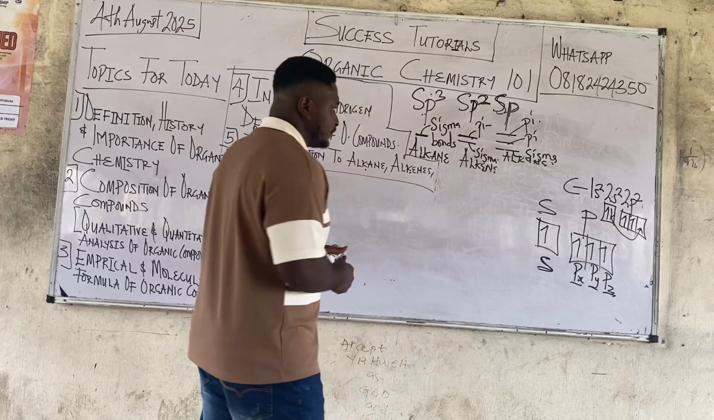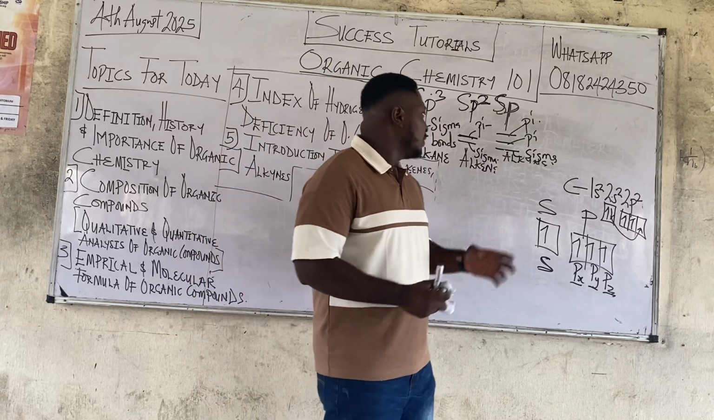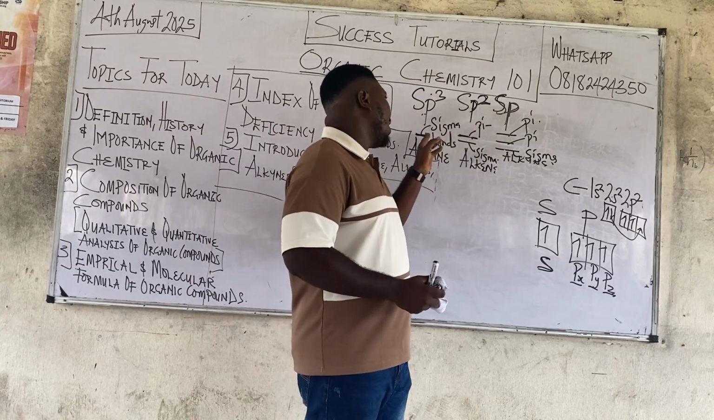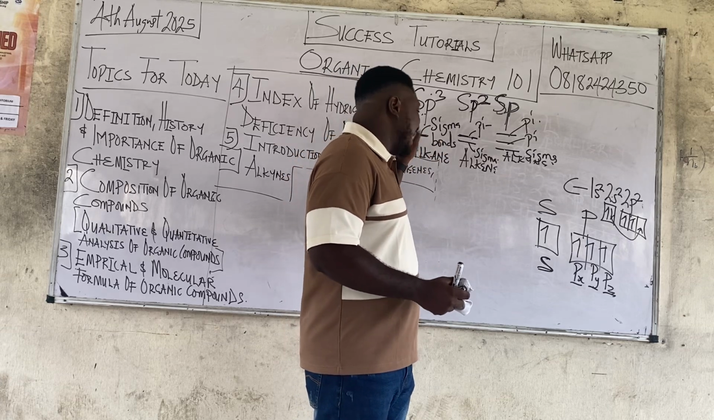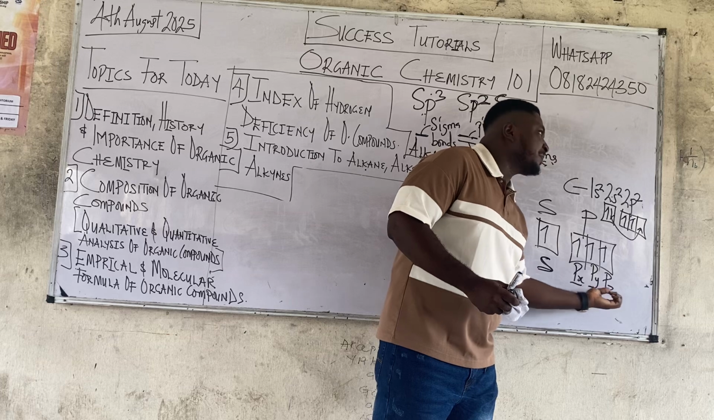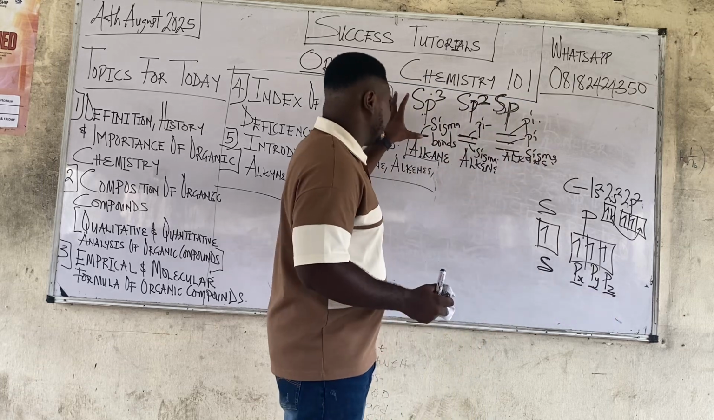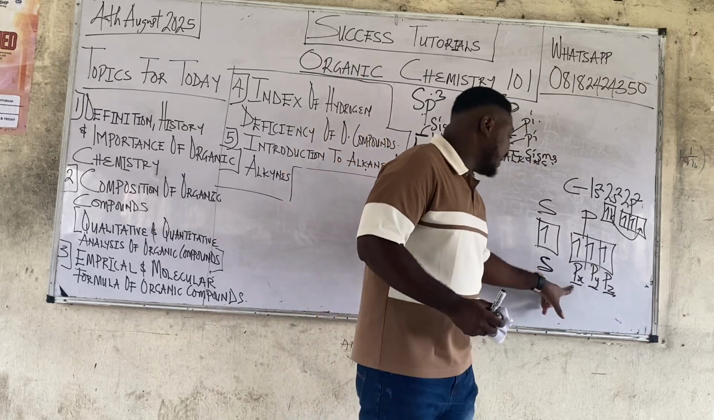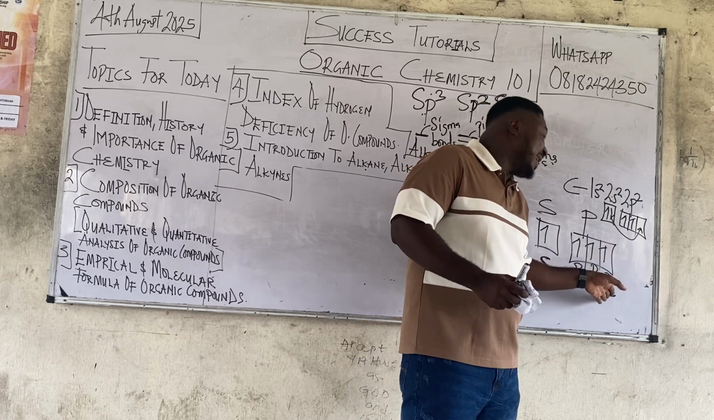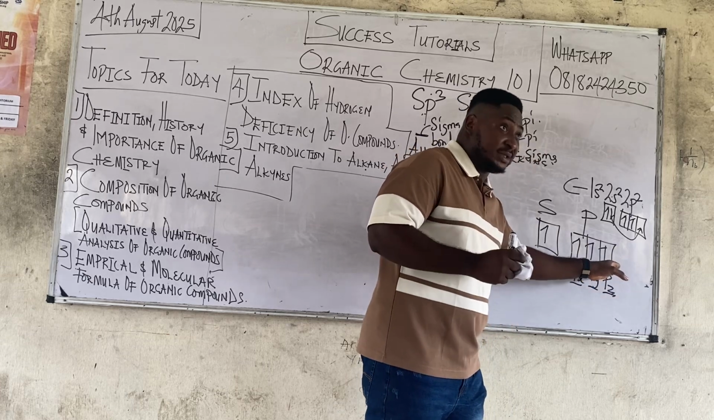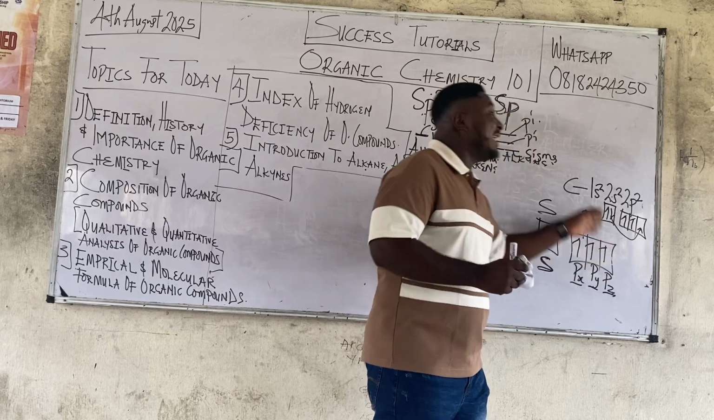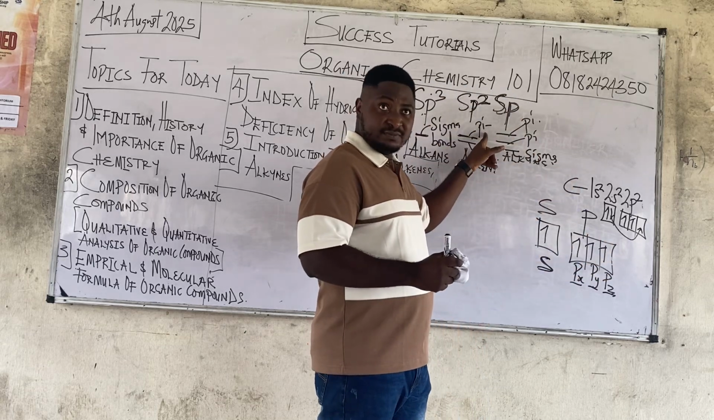So class, I was about explaining how this second bond came about in sp2 and why there's no second bond in sp3. In sp3, the reason there's no second bond is that all the px, py, and pz have been hybridized, so we have sp3. But in sp2, only px and py are hybridized, so this pz is unhybridized. One orbital was not hybridized. It's this orbital that was not hybridized that led to the formation of the extra bond.